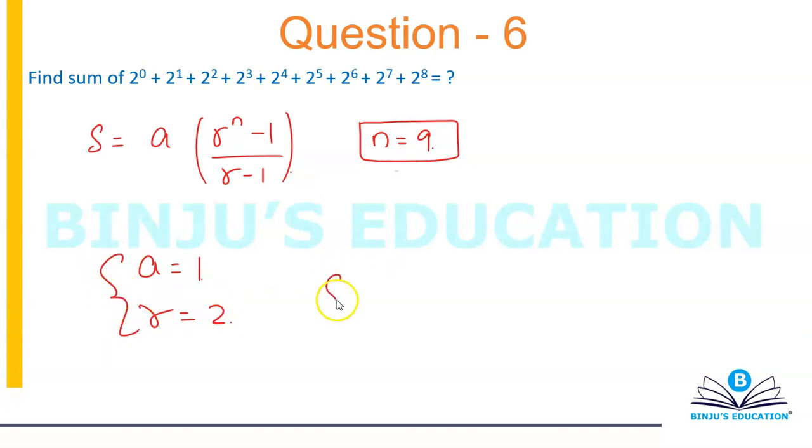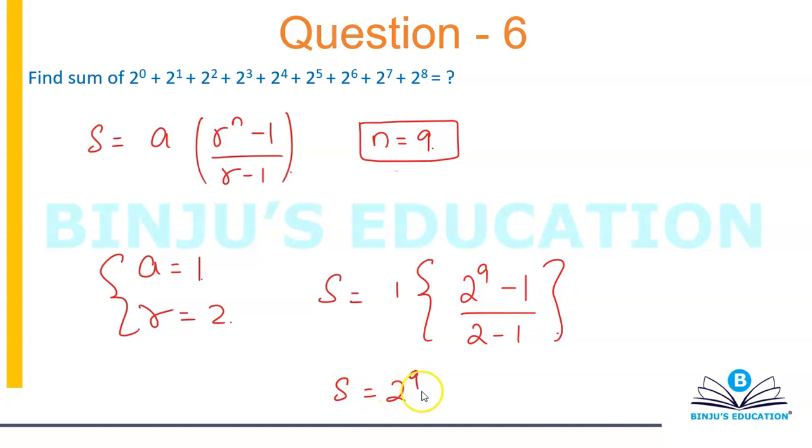Okay. So in this case, the sum becomes 1 into 2 to the power 9 minus 1 divided by 2 minus 1. So the sum is 2 to the power 9 minus 1. Now 2 to the power 9 is 512. It will be 512 minus 1, which is equal to 511.